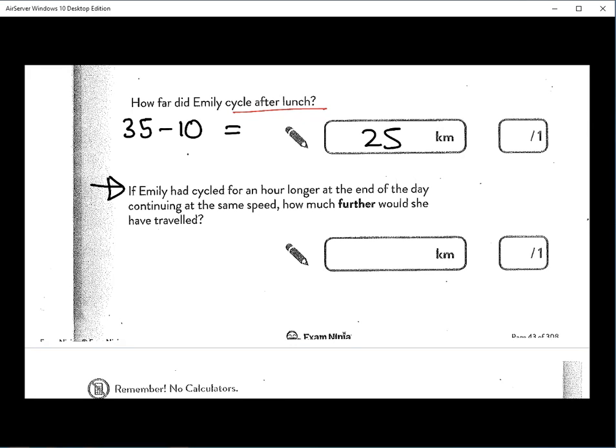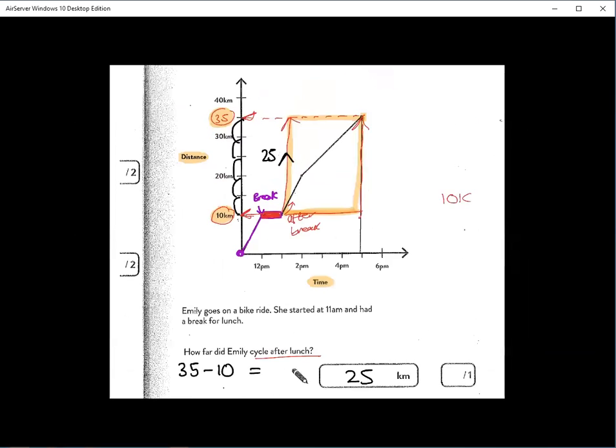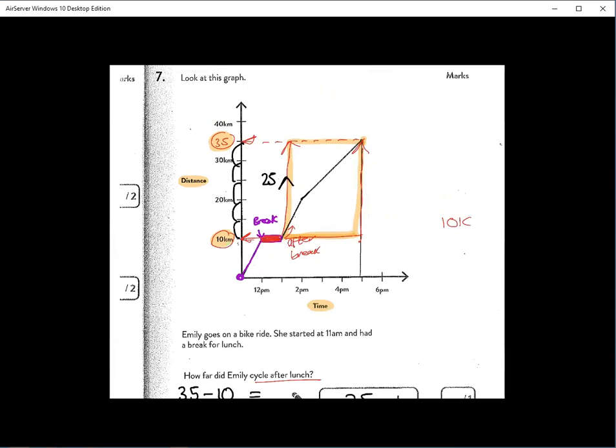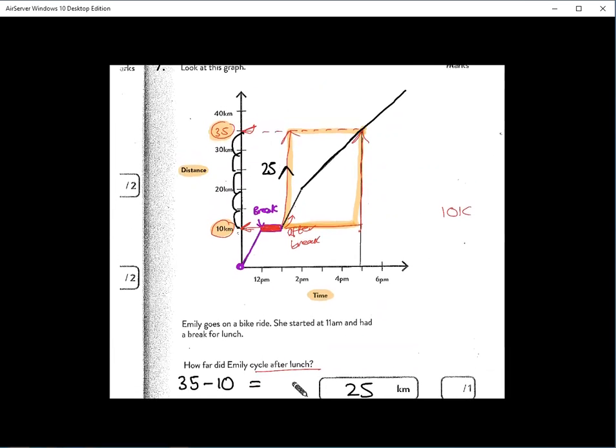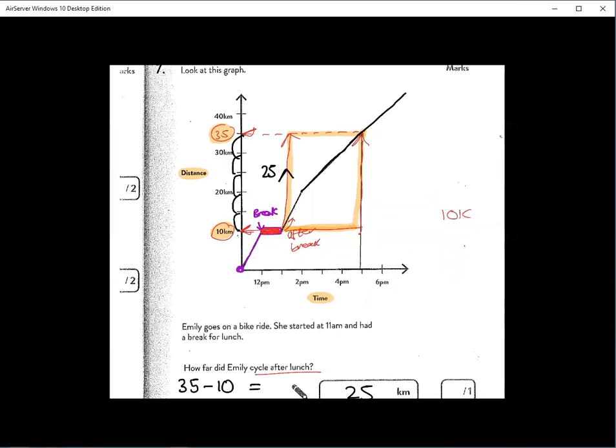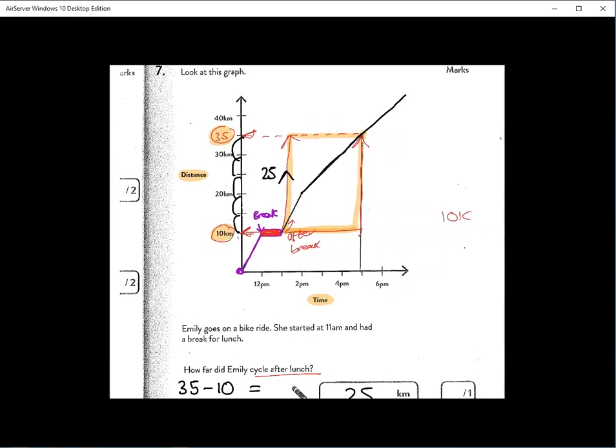Read, Zaki. If Emily had cycled for an hour longer at the end of the day, continuing at the same speed, how much further would she have traveled? So she's carrying on at the same speed as this. And they want to know how far she would have gone in 1 hour. So we need a breakdown of how far she traveled in an hour. Let's have a look here. Yeah, green's okay.